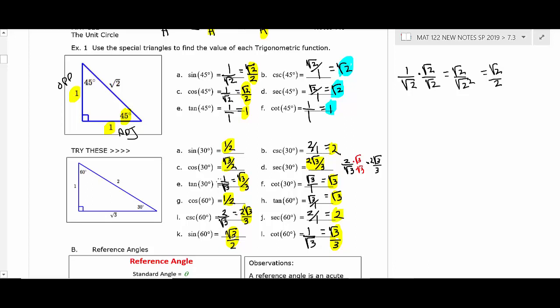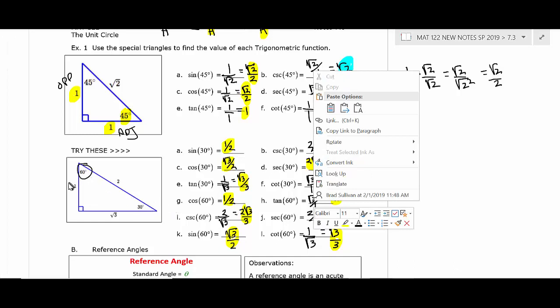Cotangent's reciprocal, and I'm just going to reciprocate the 1 over root 3, so it's root 3 over 1, which is root 3. Now when you start looking at 60, you start looking at this angle. So the cosine of 60 is adjacent over hypotenuse, so it's 1/2. The tangent of 60 is opposite over adjacent, so it's 1 over... did I do that wrong? No, I'm okay. The tangent of 60 is opposite over adjacent, so it's root 3 over 1.